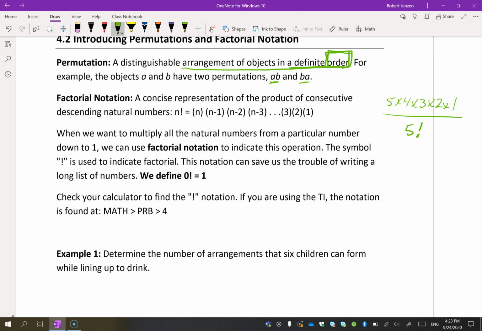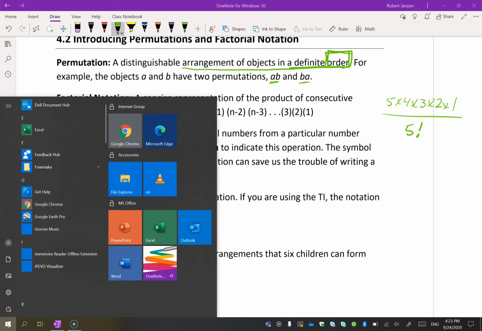Looking at this example, n factorial means n times 1 less times 1 less times 1 less until you get all the way to 1. We'll use this over and over again. This is actually a spot on your calculator. If you go to Math, Probability, 4, you should be able to find this. Maybe I'll quickly look it up for you.